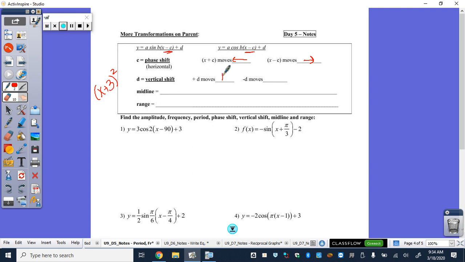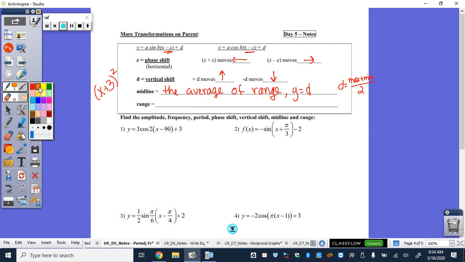Vertical shift, positive is up, negative is down. Again, that is exactly the same. Midline is the average of the range. And it's an equation, y equals d. d is max plus min divided by 2. You take the average of your max and your min, divide by 2.